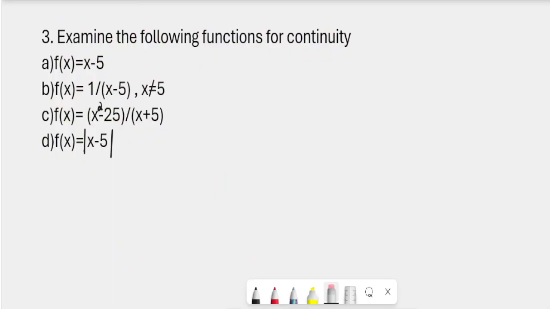Okay, now we'll see the third question. Examine the following functions for continuity. There are 4 subparts. First one is f of x equals x minus 5. So here the point at which continuity is to be found is not given.